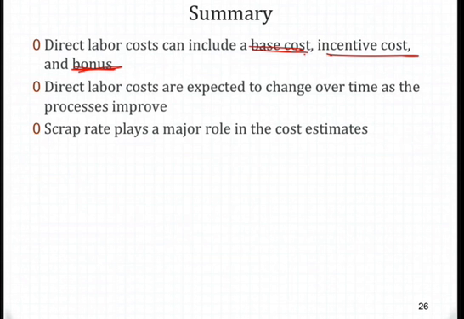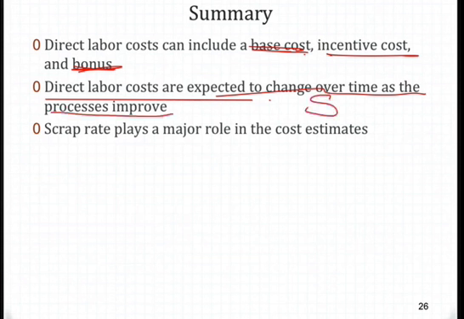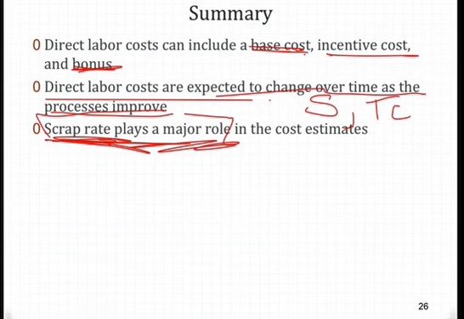The direct labor costs are expected to change over time as the processes improve, and that is in terms of S, the scrap rate, as well as T sub C, the average cycle time. Don't forget, scrap rate, according to our expressions, plays a major role in the cost estimates, both for direct material as well as direct labor costs.